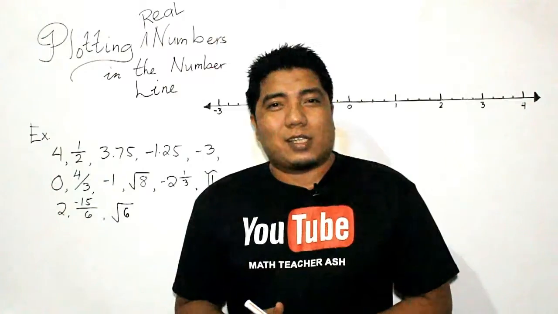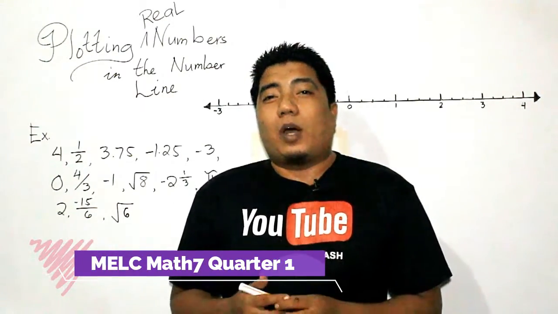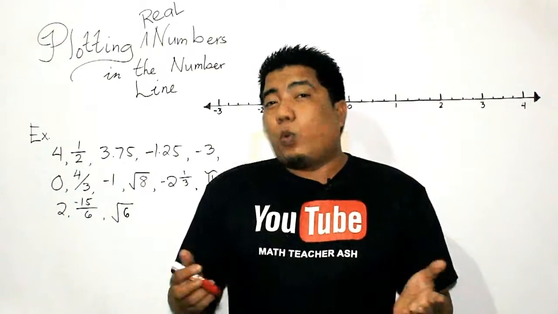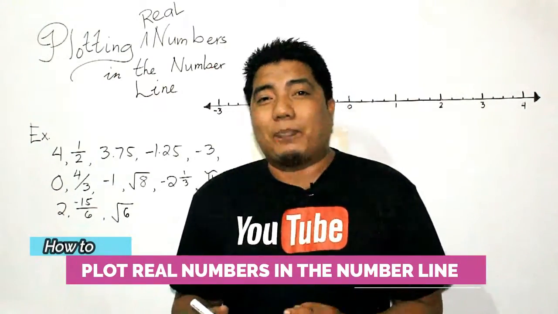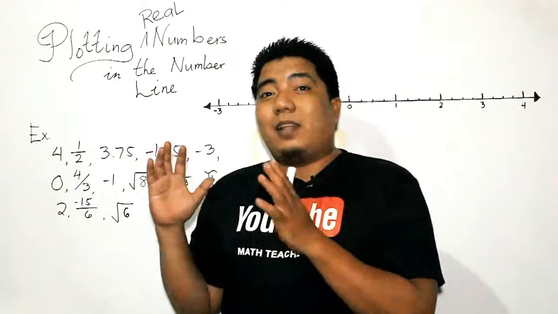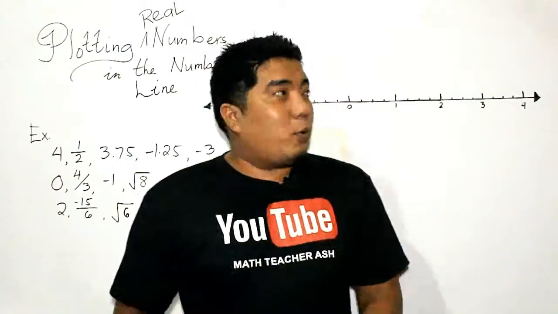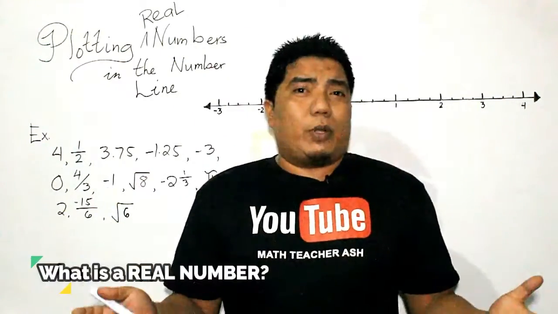Today, we're going to discuss the most essential learning competency-based lesson for quarter 1 of grade 7 mathematics, which is all about how to plot real numbers in the number line. Now, as you can see, we have all our real numbers in these given examples, and we also have our number line. The question is, what is a real number?